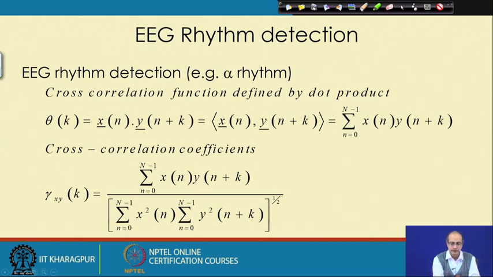cross correlation function. The cross correlation function, theta, is nothing but the dot product of the two vectors x(n) and y(n). There are different notations to write that, and here we are showing the ways we can write it. We can use triangular brackets, or we can write it as a dot product. The essence is that the vector x(n) is denoted with a bar below it.